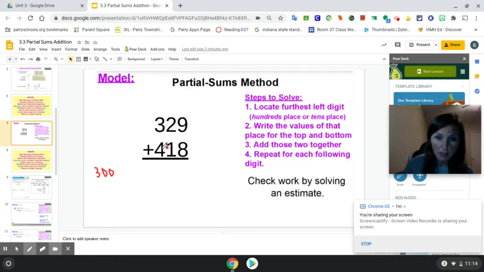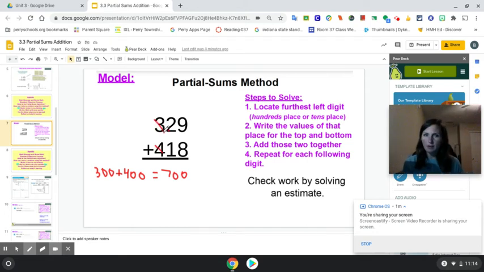And this right here is the next number, and that 4 really means 400. So I'm adding 300 plus 400, and I'm going to try to equal that. So 300 plus 400, that's 700. I'm going to cross out these numbers to know I already added those together.